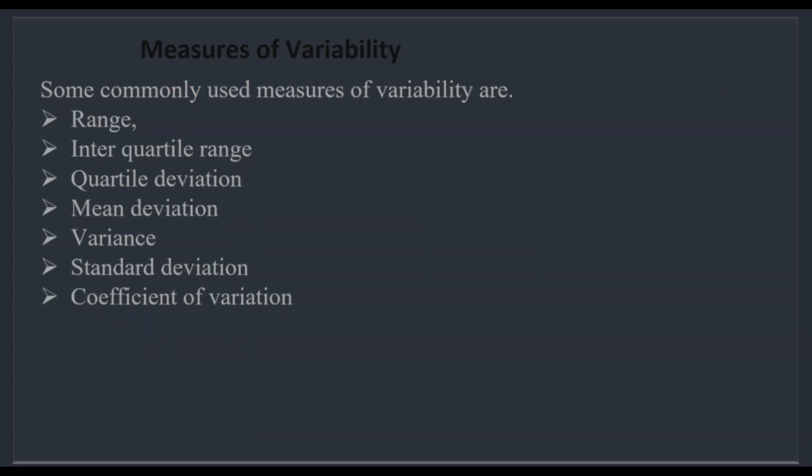Now these are some common ways to calculate the measures of variability: range, interquartile range, quartile deviation, mean deviation, variance, standard deviation, and coefficient of variation. I think there are seven methods, but it is very easy because each method is interconnected and also connected to our central tendency. So first we are going through the range.